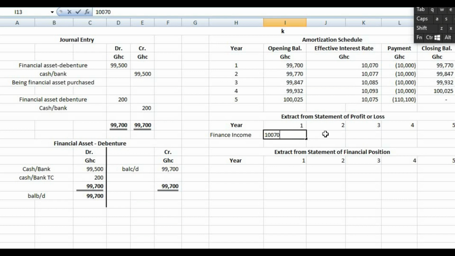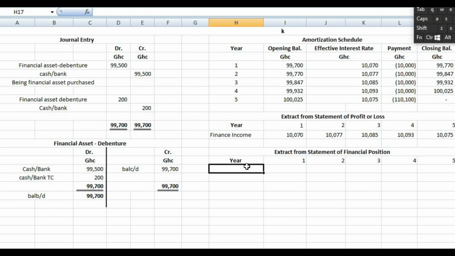So we are going to report for year 1 the finance income of 10,070. Year 2 also, we're going to report the remaining figures to correspond to each year, up to 10,000. Okay, and we are also going to report in the statement of financial position the closing balances of the financial assets for the respective years.